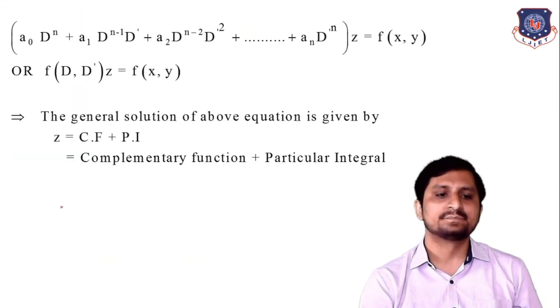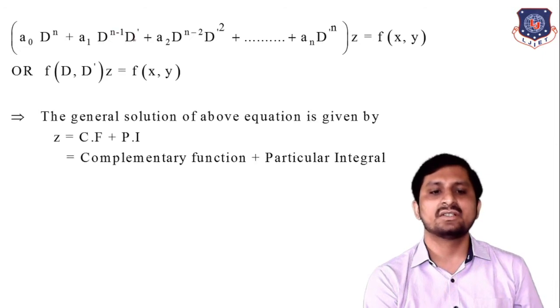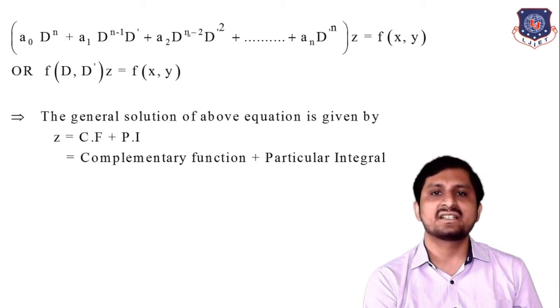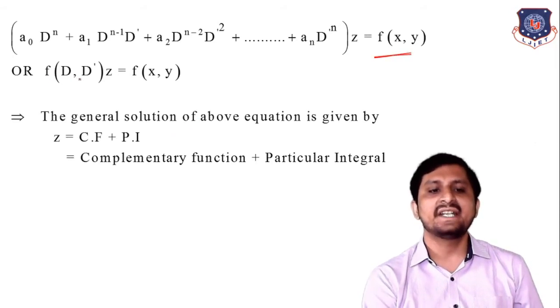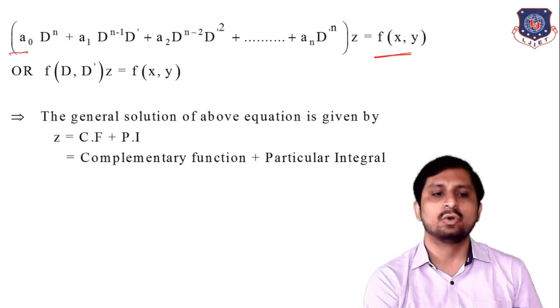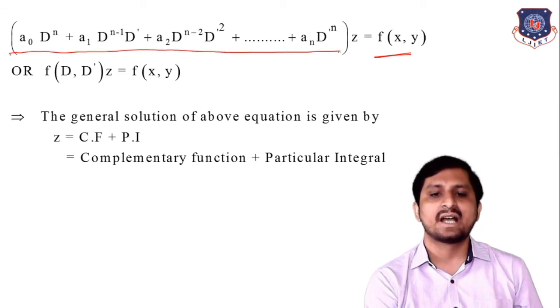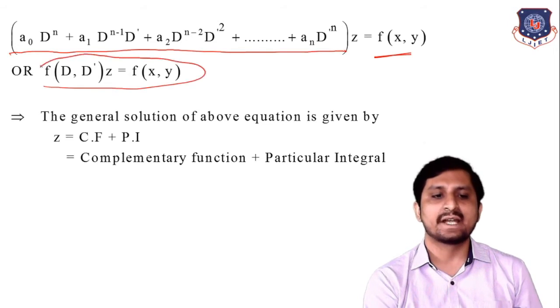Okay, so that's why the first term is a0 capital D raised to n, plus a1 capital D raised to n minus 1 into d dash, plus a2 capital D raised to n minus 2 into d dash square, plus up to an d dash raised to n into z, that is equal to f of xy. And that's why, this whole bracket, I can write f of D, D dash into z, that is equal to f of xy.